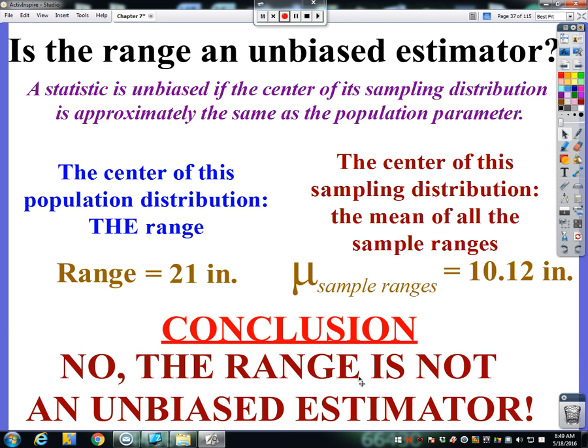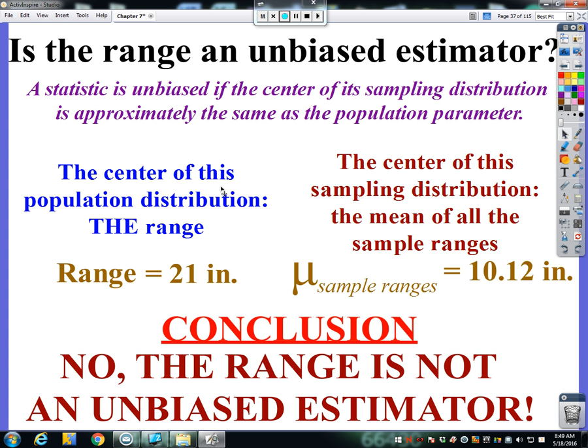And we would have to say no. It's over half away from it. So the range is not an unbiased estimator. It is full of bias. We are over 50% off here from being able to take our 10.12 best guess and trying to match it up to what was true about the population range.